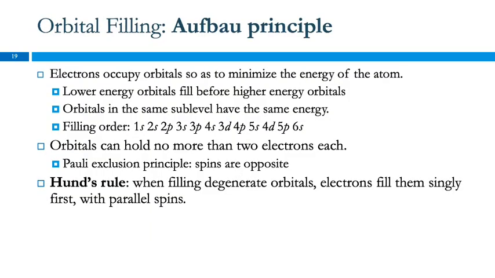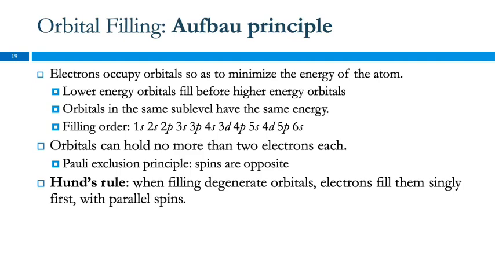One more thing to consider is the Aufbau Principle. This is that electrons occupy orbitals so as to minimize the energy of the atom. So the lower energy orbitals fill before the higher energy orbitals. Electrons are cheap. They want to stay in the cheapest room possible. Trying to save their money to play the slot machines, I guess.